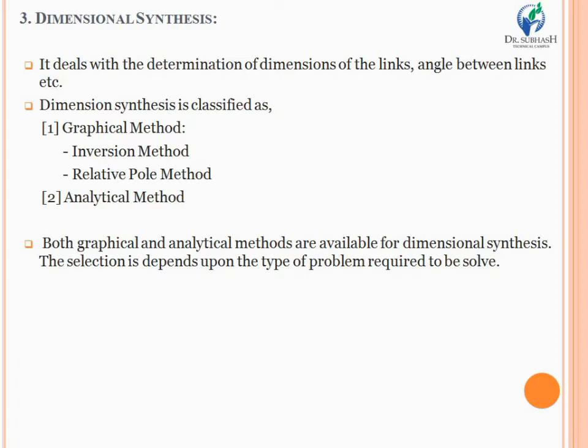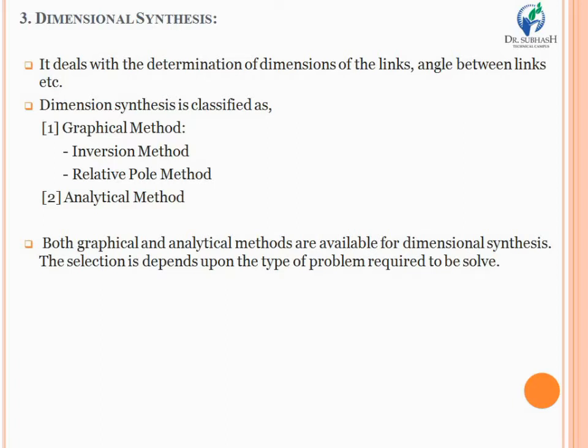And basically there are two ways through which you can do the dimensional synthesis analysis of any mechanism. One is the graphical method and the other is the analytical method. Still, if you are using the graphical method, you have two options. One is the inversion method and the other is the relative pole method.